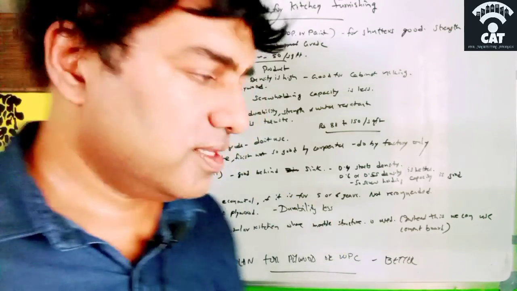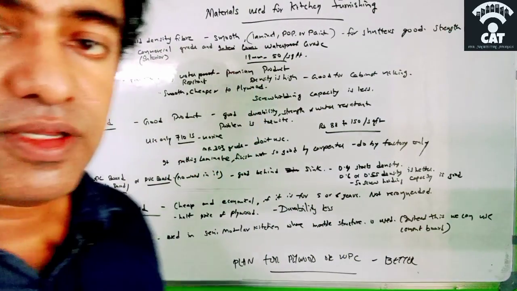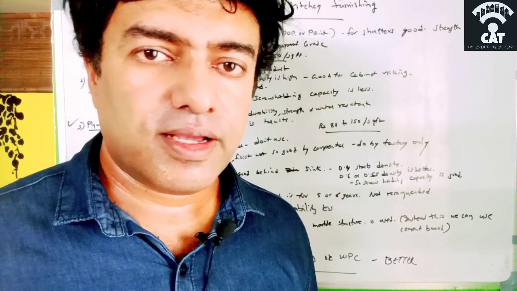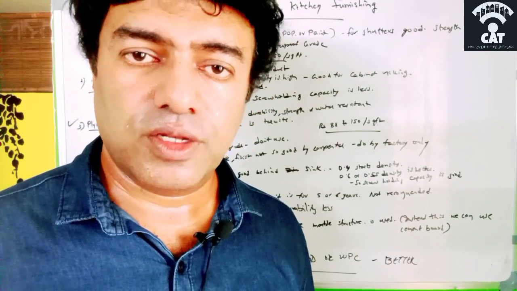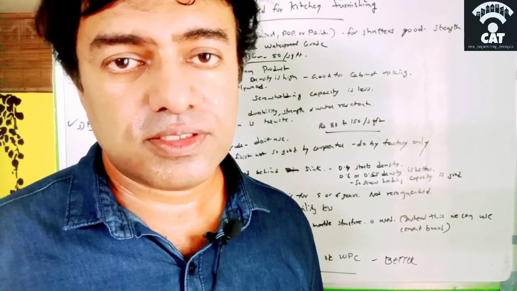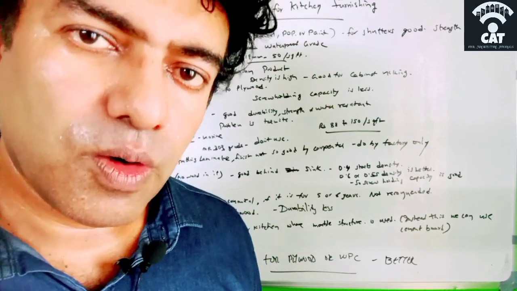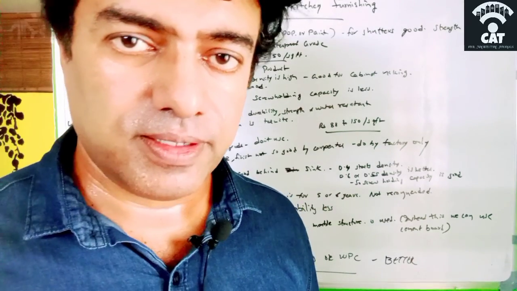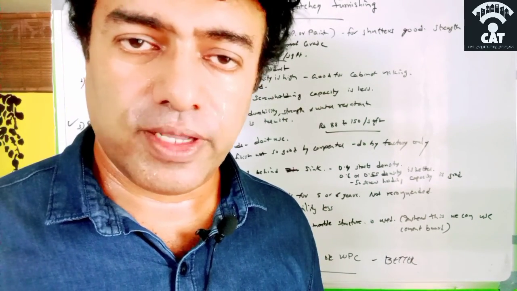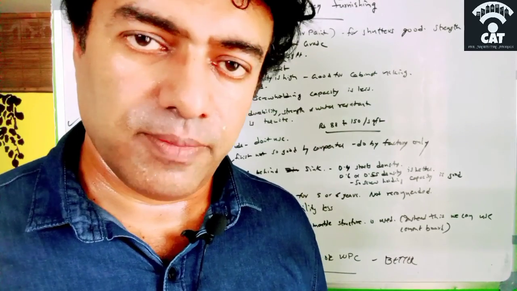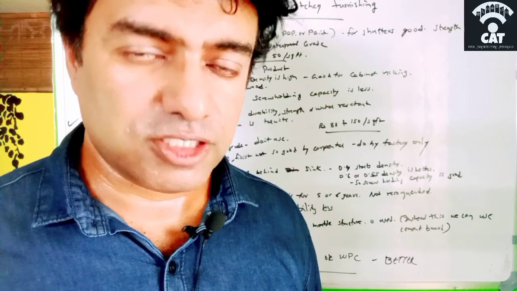So these are the 7 products which I discussed today for kitchen cabinet making. In all these materials, always go for plywood or WPC. That is better. So I think with today's video you gain some knowledge regarding the materials used for kitchen cabinet making.